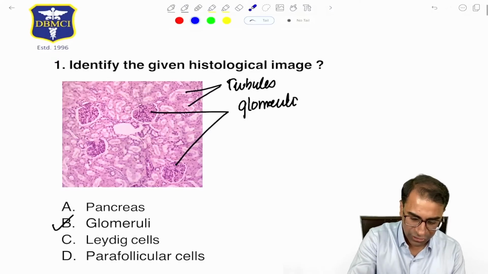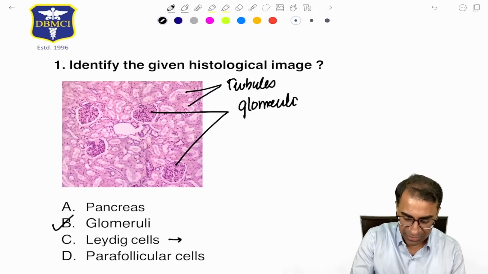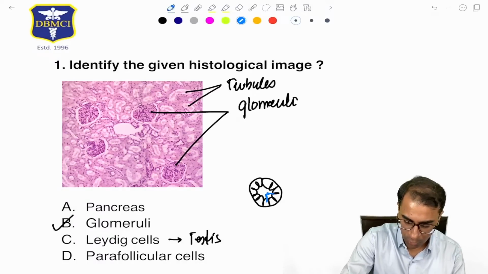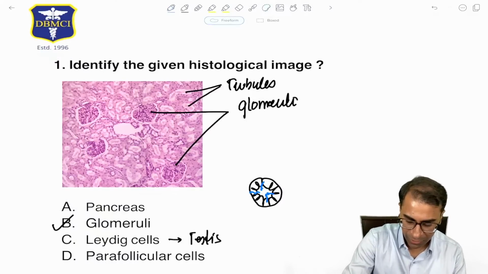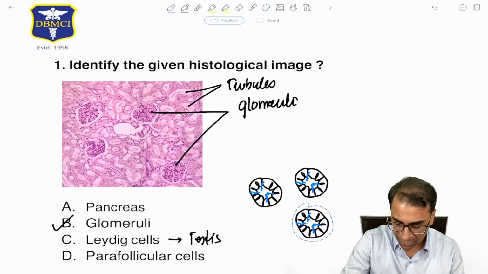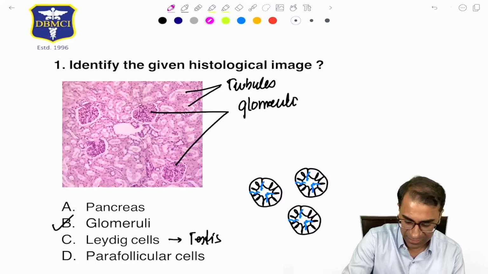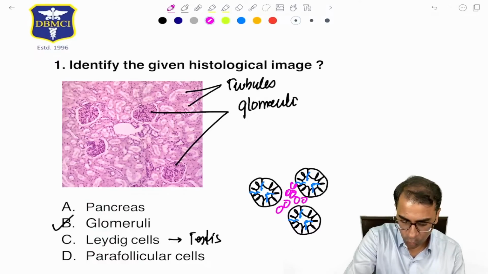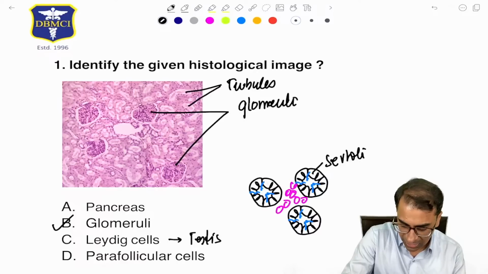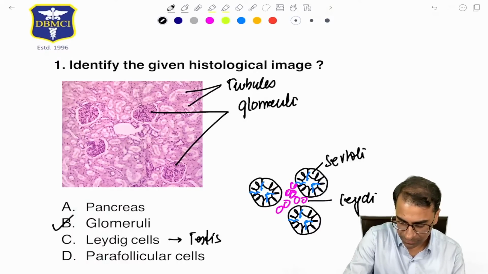Also understand that Leydig cells are seen in the testis. The testis will have seminiferous tubules like this, from which the spermatozoa come out. If I get one more seminiferous tubule, then the cells between them would be Leydig cells. So Sertoli cells are within the seminiferous tubules of the testis, and these between them would be the Leydig cells.